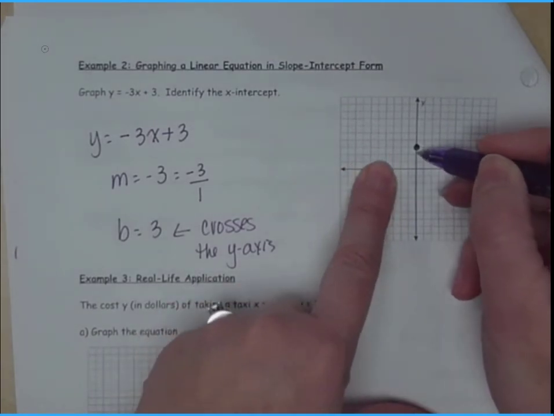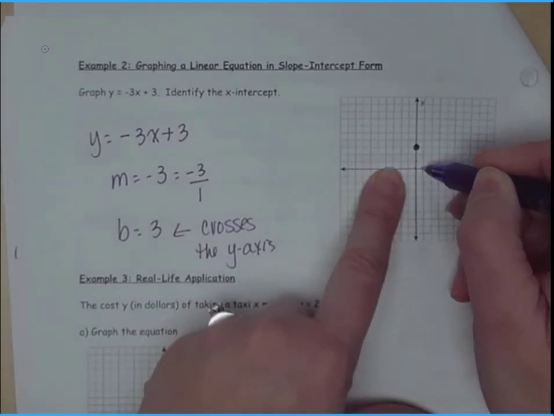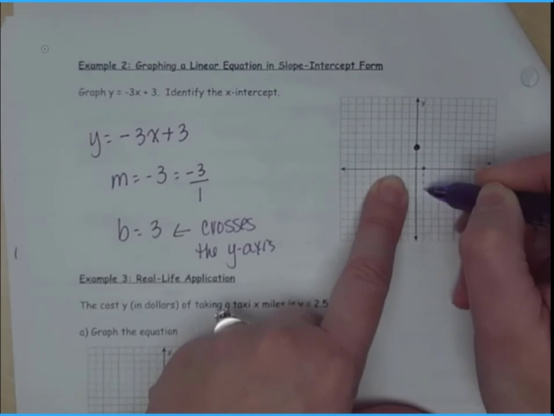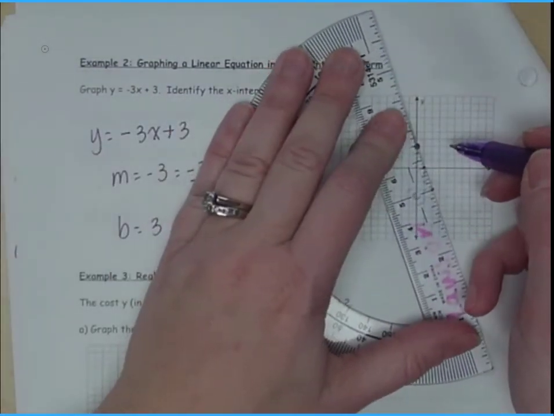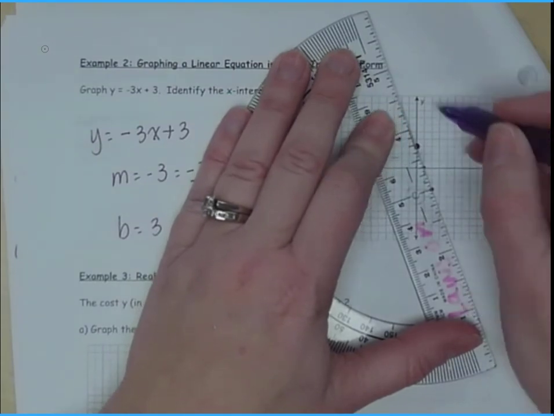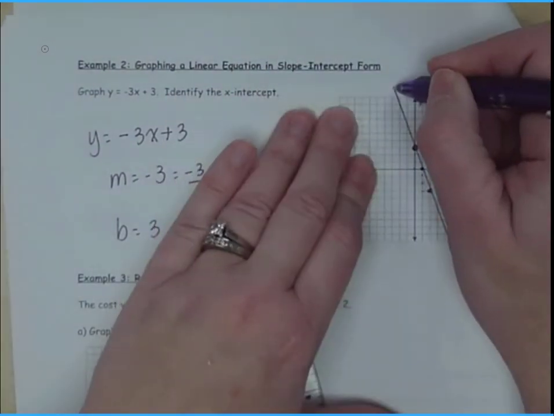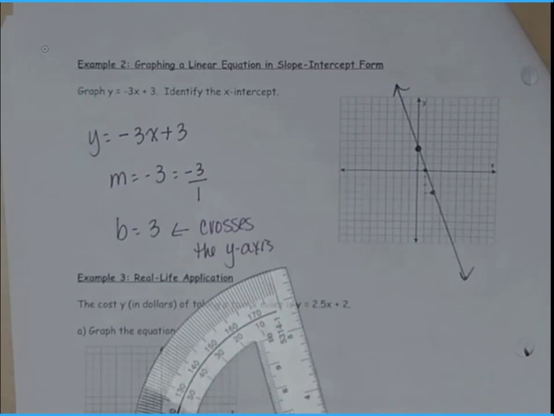That means I'm going to go down 3, over 1. Down 3, over 1. We always want to do at least 3 points, and draw your line. There is your equation of a line without having to do a t-chart.